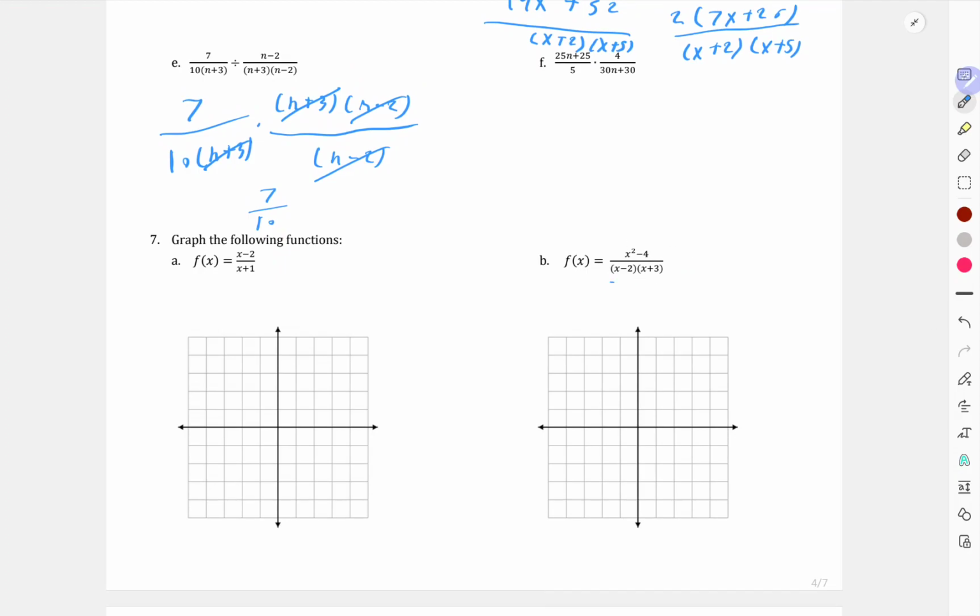So the vertical asymptotes are the x-intercepts of the denominator. So there's these, right? So x equals 2 and negative 3. Those are your VAs, the vertical asymptotes. Negative 3 is our first vertical asymptote here, and then we got 2. This is our 2, right?